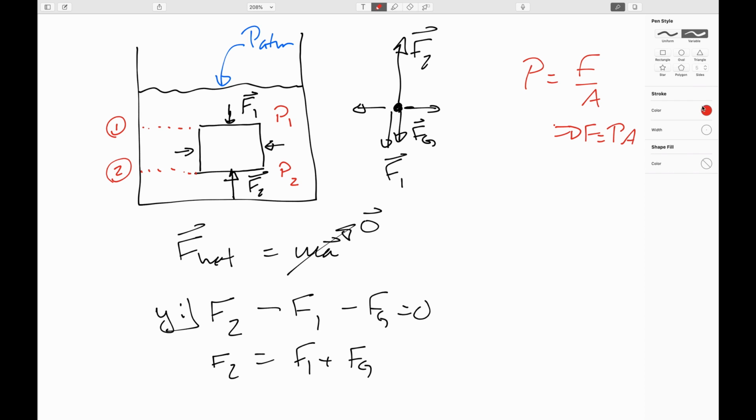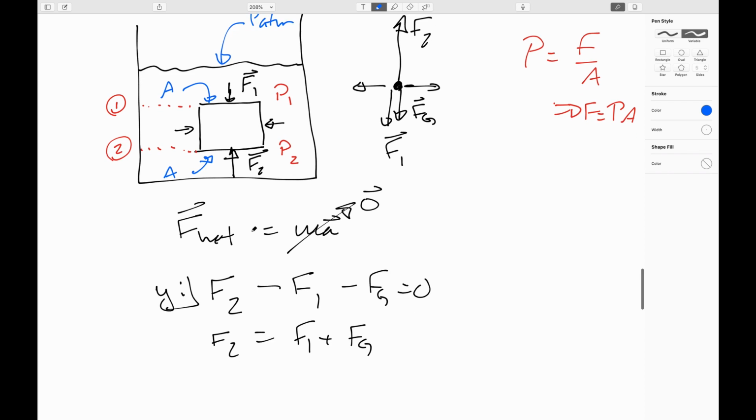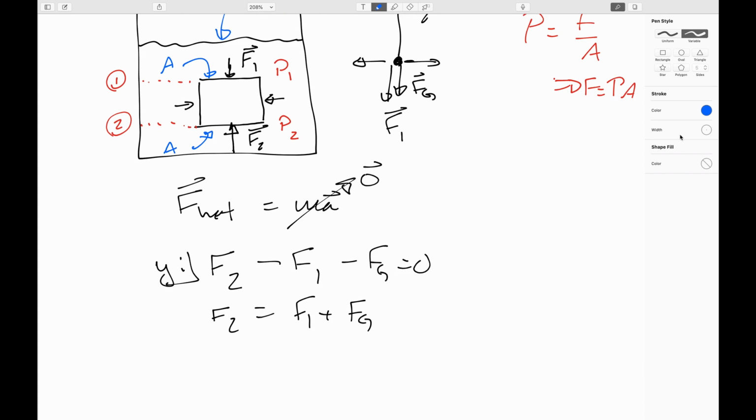And the area that's going to count here is going to be the area of the top of the cube here, and similarly the area of the bottom of the cube there. And since it's a cube, the areas of all the faces are the same. All right, so we can substitute that in. So my F2 is going to become P2A, and my F1 is going to become P1A, like so. And then the weight of the fluid is just going to be mg.